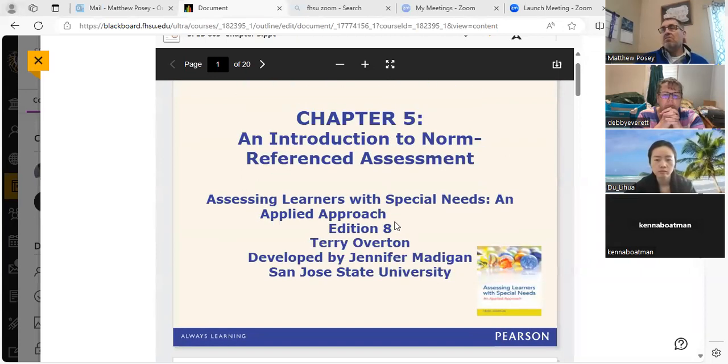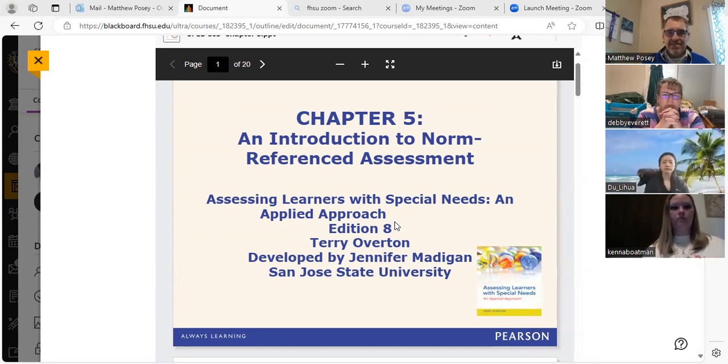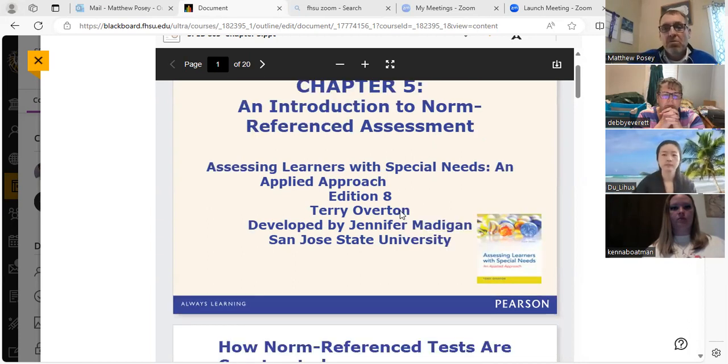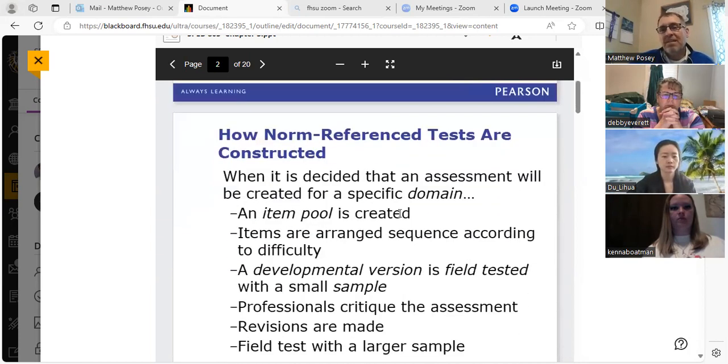Okay. So really getting into modules 4 and 5, they're kind of connected there. I wanted to share this slide deck because we're now really getting into the norm reference. This slide deck has a lot of good information. I just wanted to go over each thing a little bit. It breaks down what norm reference tests are and some of the components.